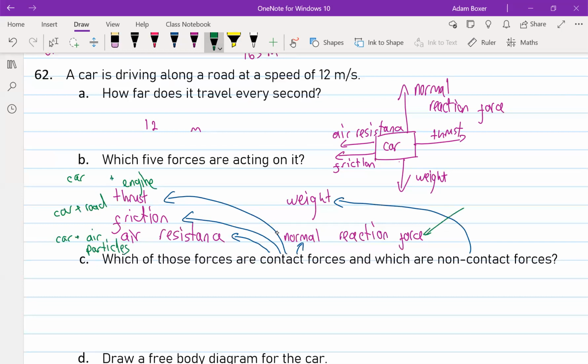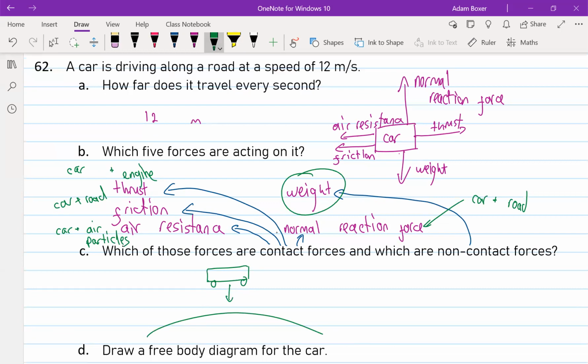What about normal reaction force? What causes that? Car and, again, the road. Weight, of course, is non-contact because you do not need to be touching Earth to feel its pull. If the car was dropped from a large height, it would still fall down, even though the car and Earth are not in contact.